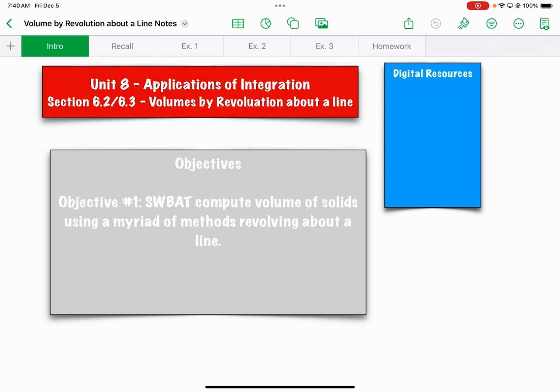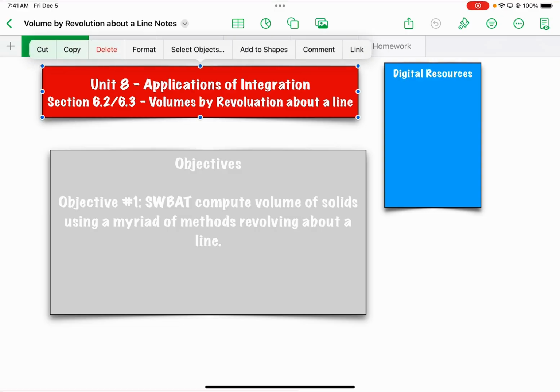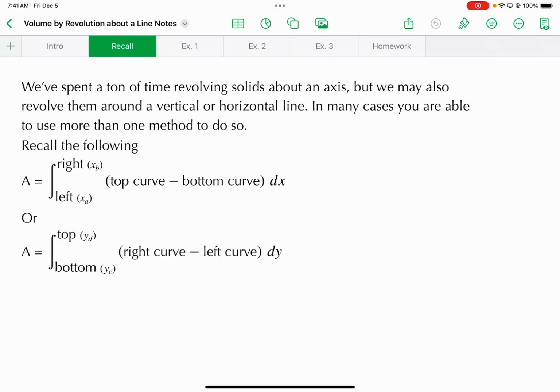So what we're going to focus on today is using those same methods. We're going to revolve around lines other than an axis. Could be a vertical line, could be a horizontal line. That line could lie above your solid. It could lie below your solid. But the big thing you guys need to recall is actually something from 6.1 that we use all throughout the rest of our examples, but it really comes into play here.